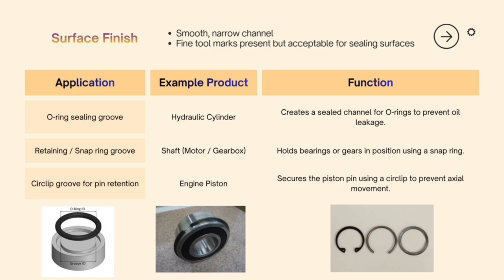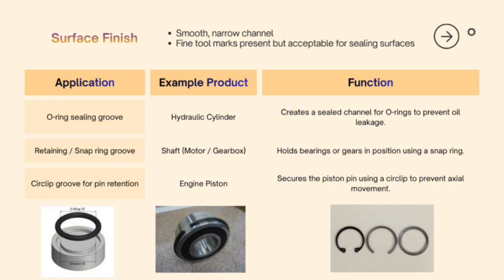Next, I will talk about the surface finish. For grooving, the surface finish produces a smooth, narrow channel. There may be fine tool marks present, but they are still acceptable for sealing surfaces, so overall, the finish is suitable for functional and assembly requirements.